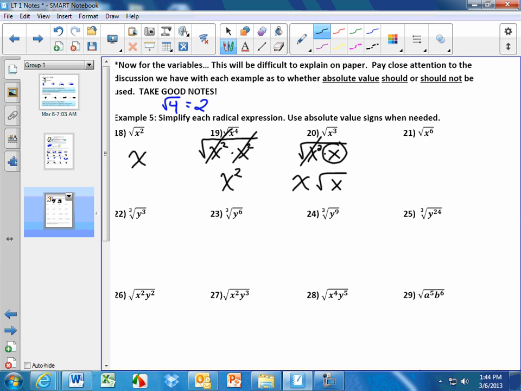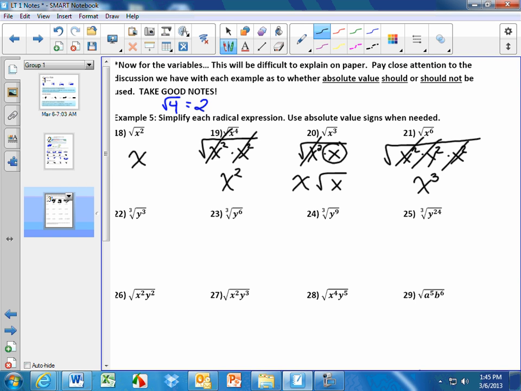Okay. Next one, x to the sixth. How many x squareds can you make? 1, 2, yep, 3. Perfect. So when you reduce each one, how many x's come out? X to the third. And this isn't too bad, is it? So let's keep going. We got to switch our mind a little bit.